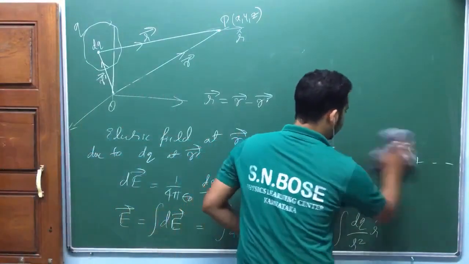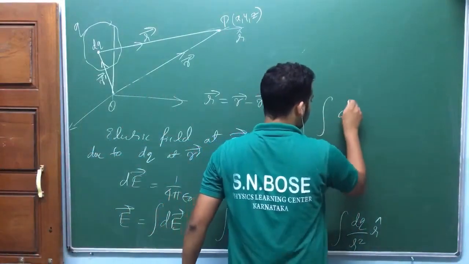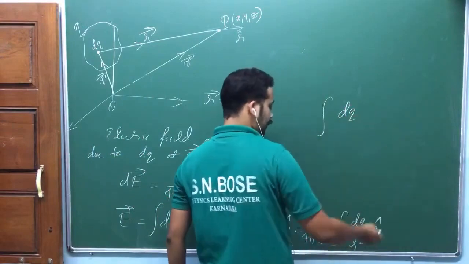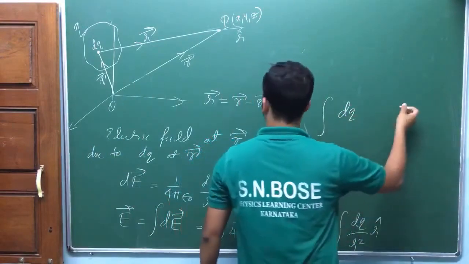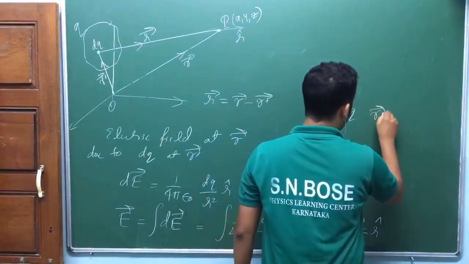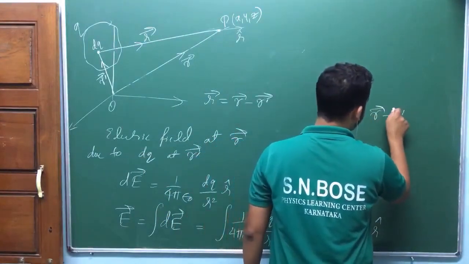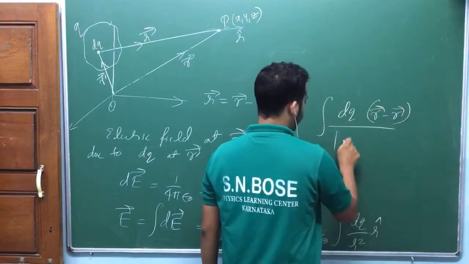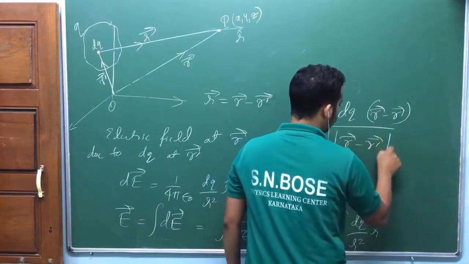Now this integral of dq by r square r cap, let me write it again like this, dq r vector by r cube, okay? So again that is going to be like this. R vector means r vector minus r prime vector, divided by mod of r vector minus r prime vector whole cube.